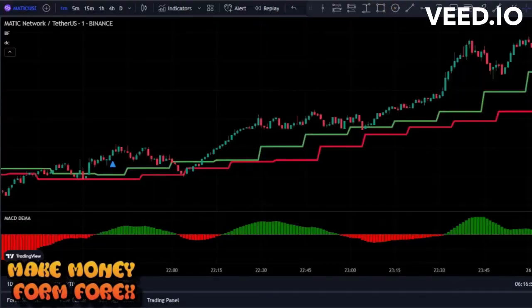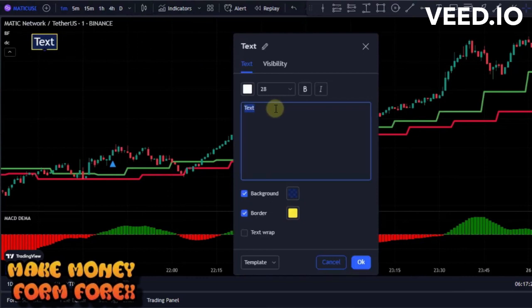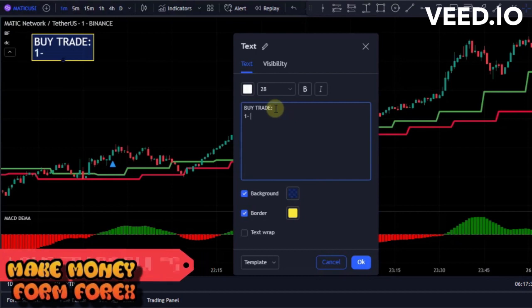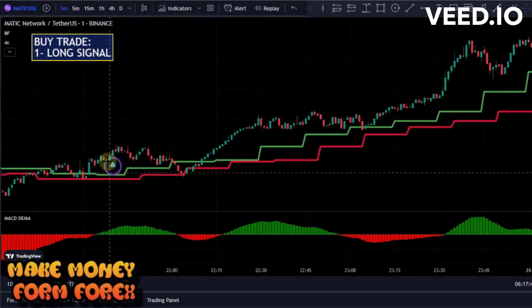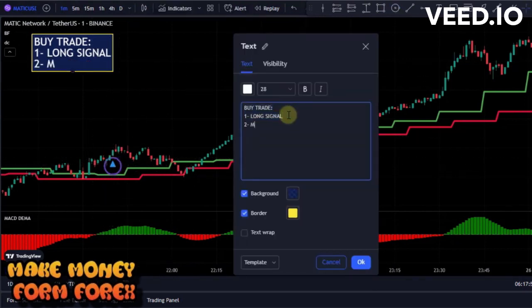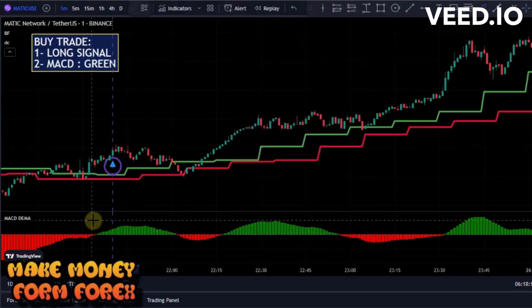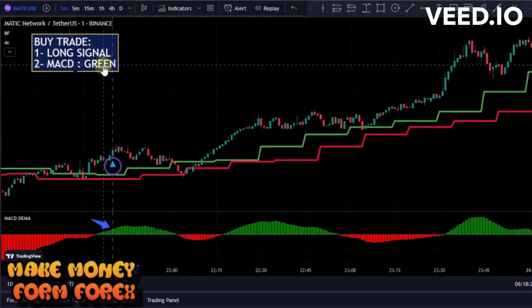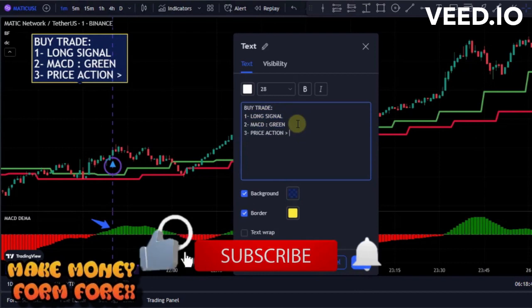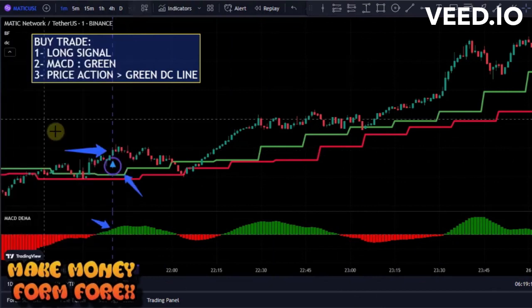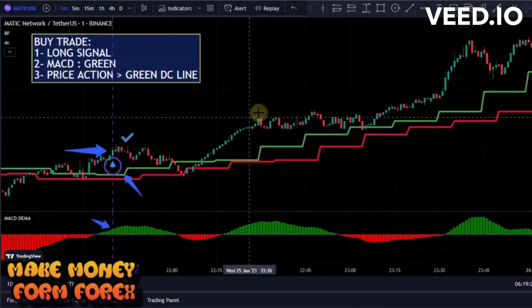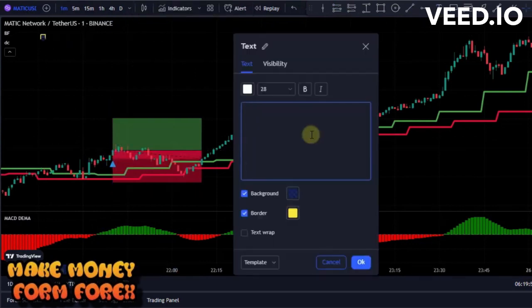Now, after completing the trading setup, let's discuss the rules of entering a trade, the stop loss, and the take profit points. To enter a long trade, the following conditions must be met. First, a long breakout signal must be issued. And after that, this signal should be confirmed by the MACD demo, which means that the MACD histogram should be green. And finally, the price action should be above the green downtrend channel line. So the buy signal is confirmed with these conditions, and you can enter the buy trade in the close of the trigger candlestick.